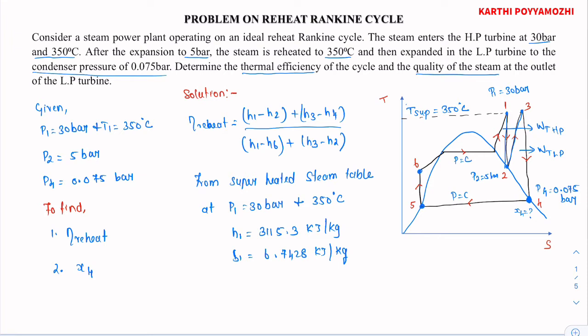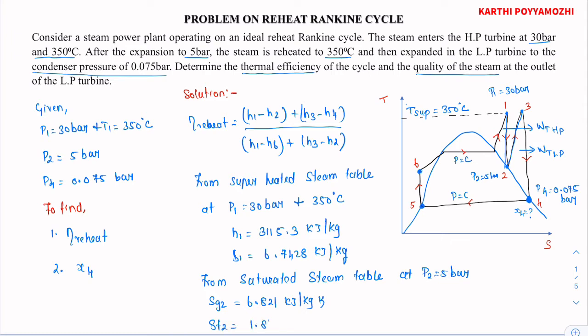And from the saturated steam table, at pressure P2 equal to 5 bar, we can get the value of Sg2, which is equal to 6.821 kilojoule per kg Kelvin, and Sf2 is equal to 1.8607 kilojoule per kg Kelvin.